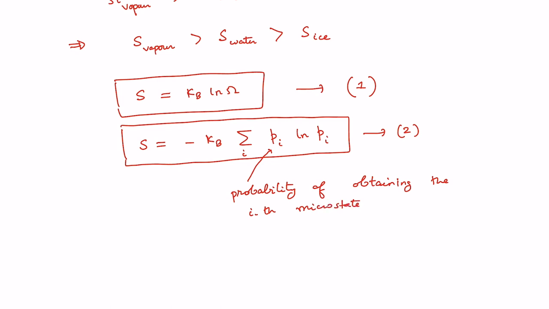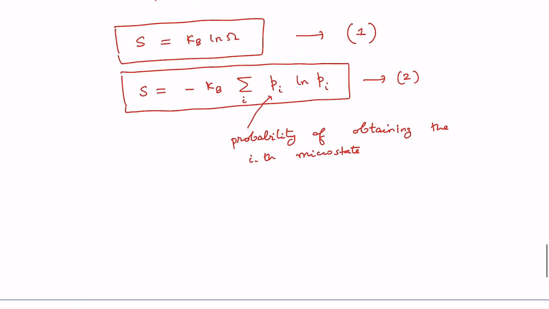Actually, I can obtain equation 1 from equation 2. And to do that, let me show you how to do that in a very simplified manner. It's an oversimplification. Let us say there are omega number of microstates. So I'm going to obtain equation number 1 from 2. For that, I'm assuming, say, let n number of microstates be there in a system.